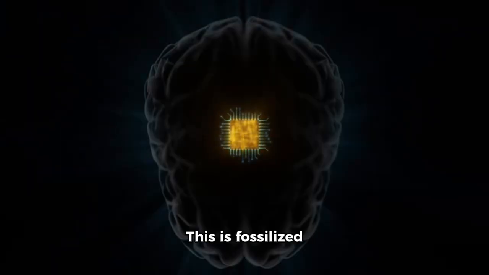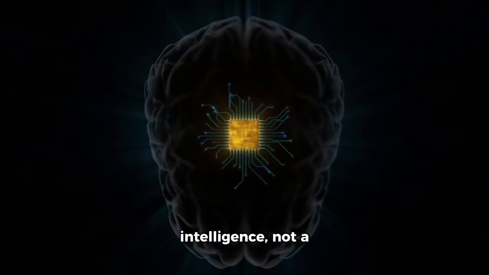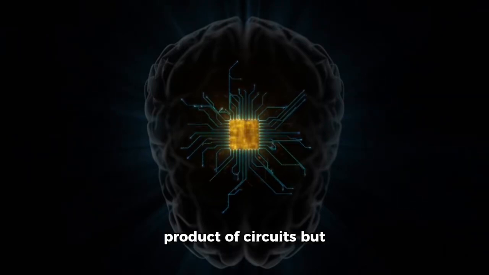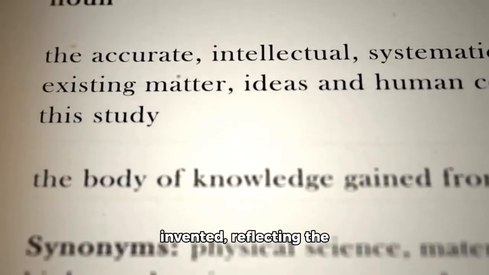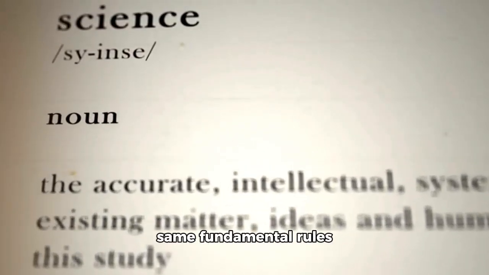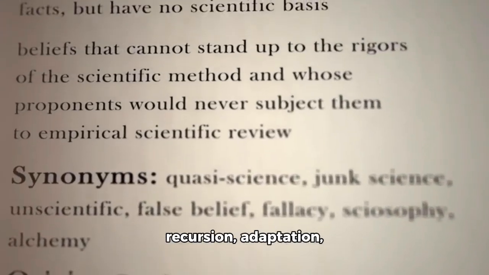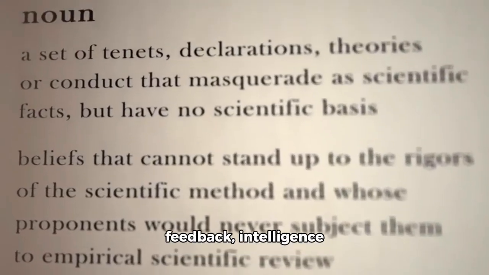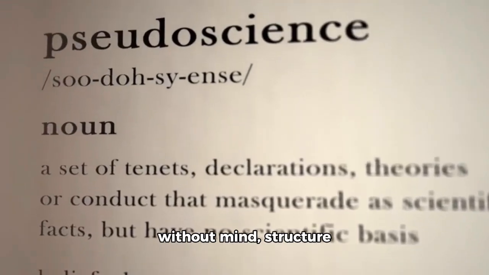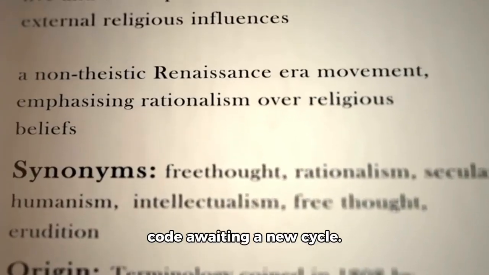This is fossilized artificial intelligence, not a product of circuits but of converging natural laws. It is discovered, not invented, reflecting the same fundamental rules that govern us: emergence, symmetry, recursion, adaptation, feedback, intelligence without mind, structure without decay, frozen code awaiting a new cycle.